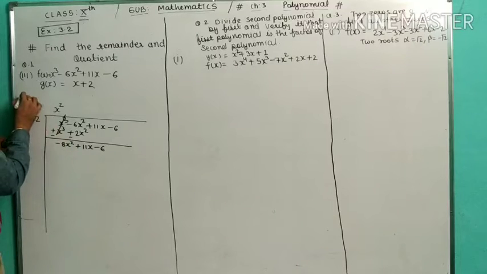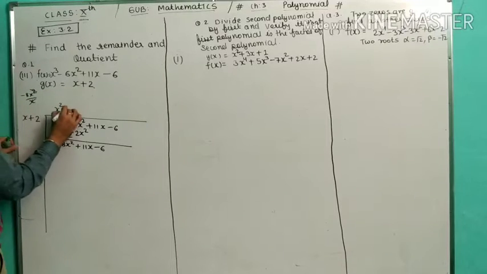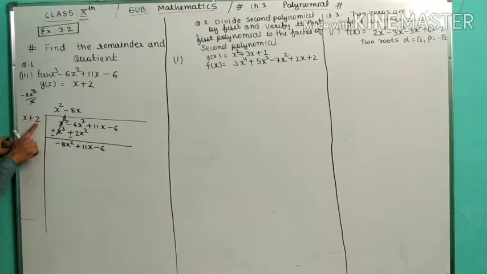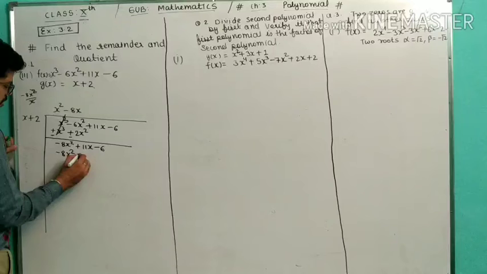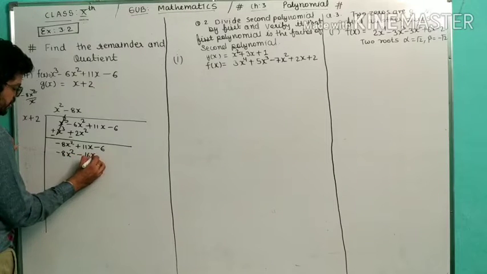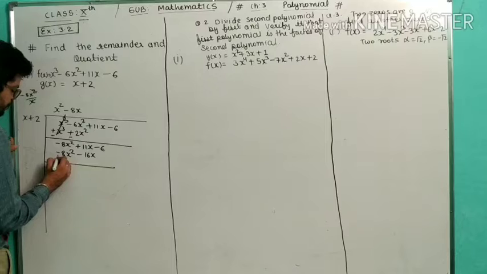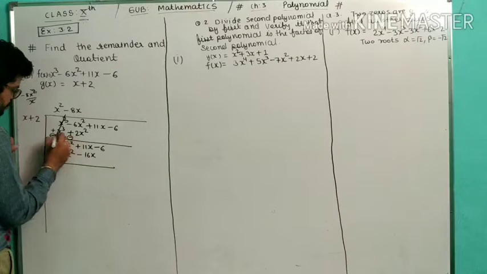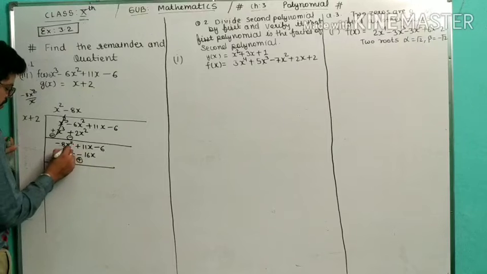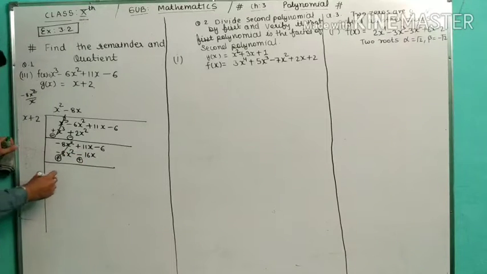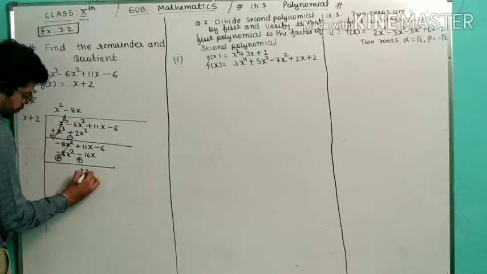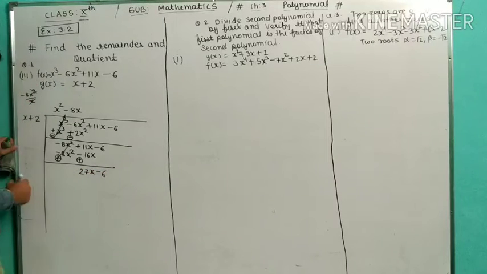Again, this minus 8x square is divided by x, so that will be minus 8x. That minus 8x is multiplied with both terms. Minus 8x multiplied with x is minus 8x square, and minus 8x multiplied with 2 is minus 16x. Now the signs are changed, so these become positive and they cancel out. The answer is 27x minus 6.